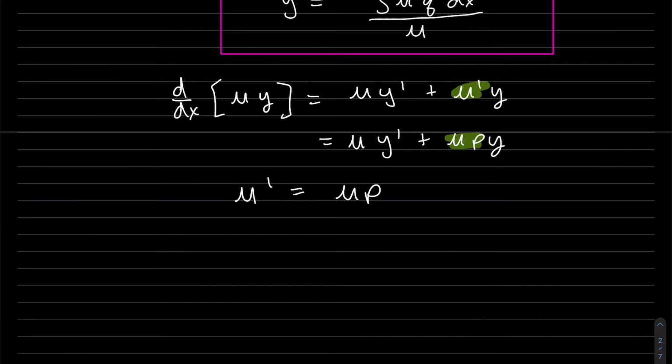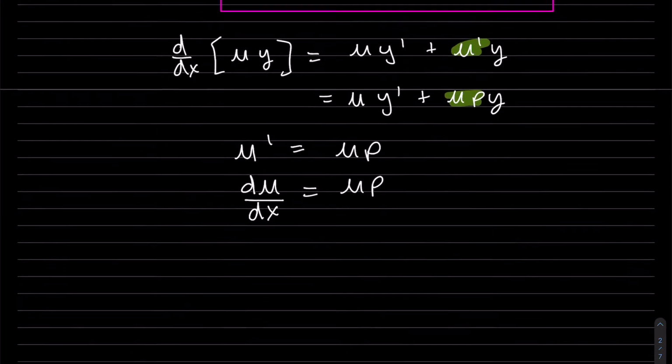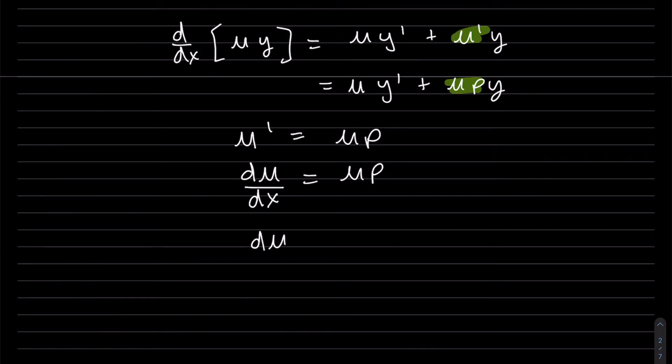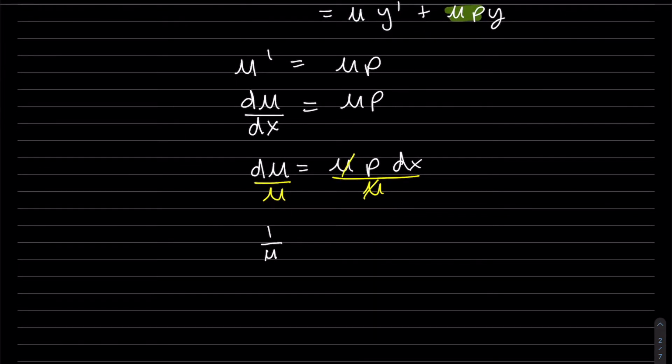So in order to solve for mu, the only method we've learned is separable. So we have to rewrite these as differentials. Mu prime is in terms of x, so this has to be the derivative of mu divided by the derivative in terms of x, which equals the right side, mu p. I separate. d mu equals mu p dx. Get that mu to the left. So now we can integrate both sides.